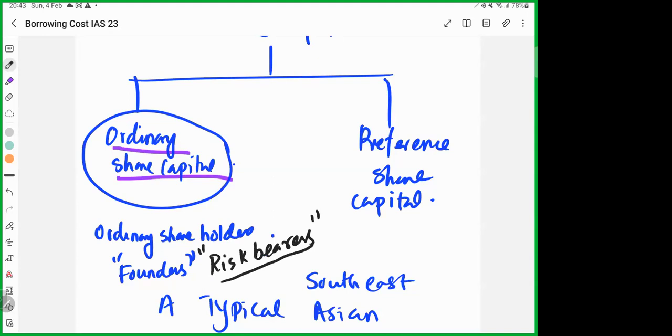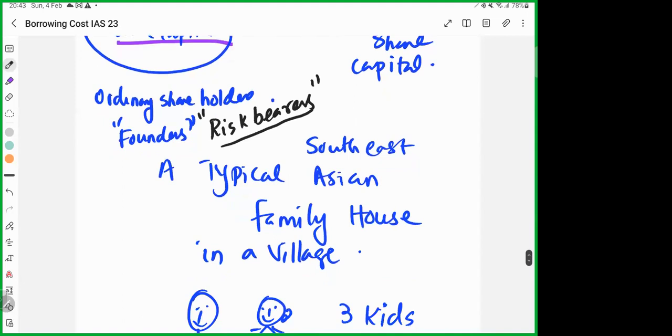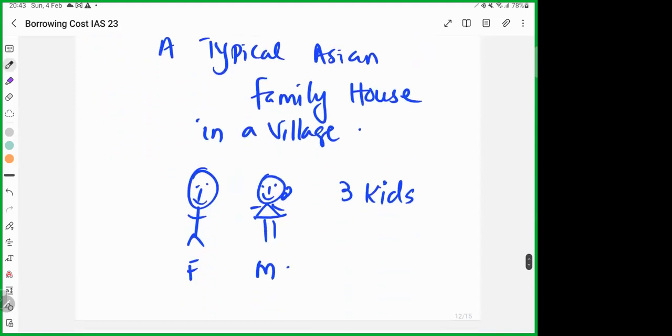Okay. So do you see the relationship between this and the example I gave you? The mother. Yeah. Clear. So that's why I brought the example of this mother in her house. Yes. She is the risk bearer.